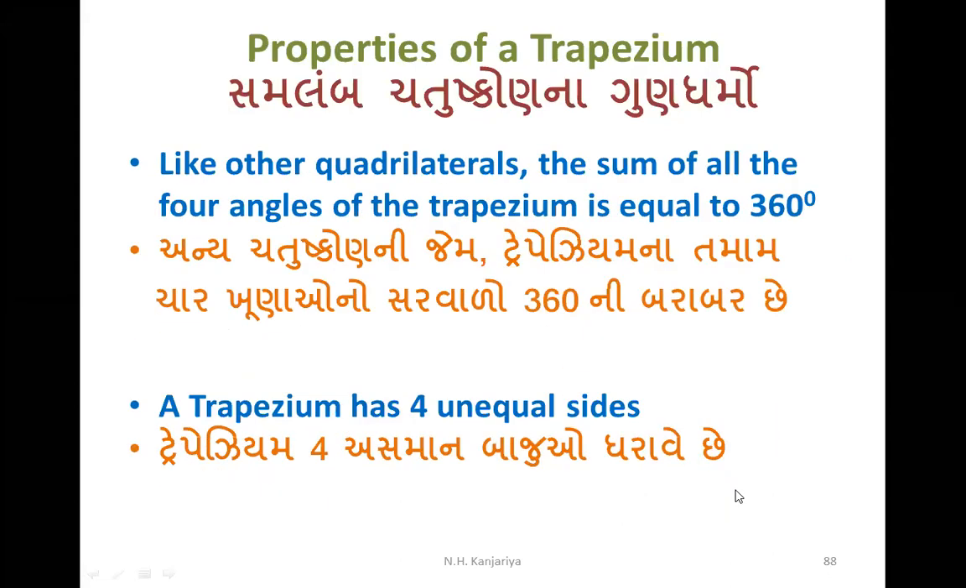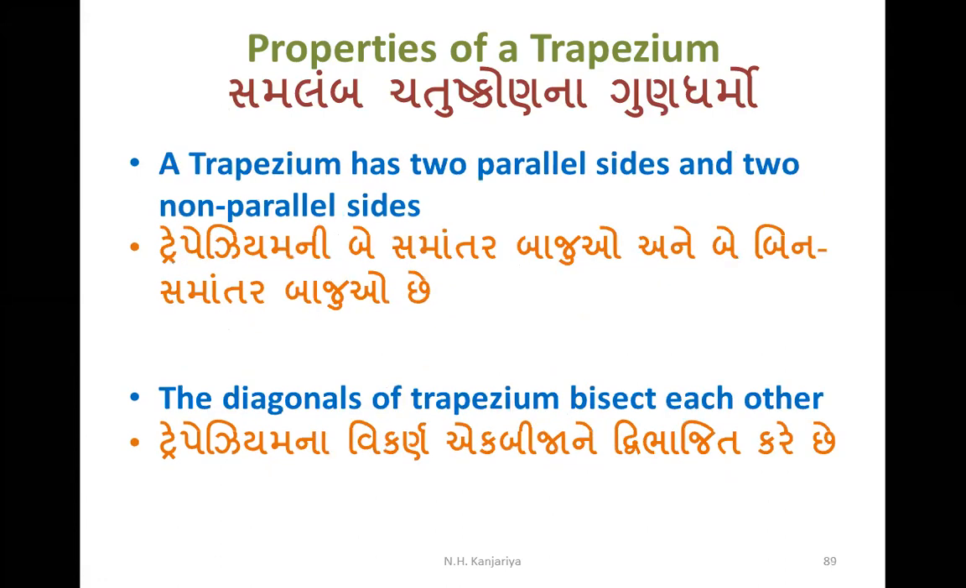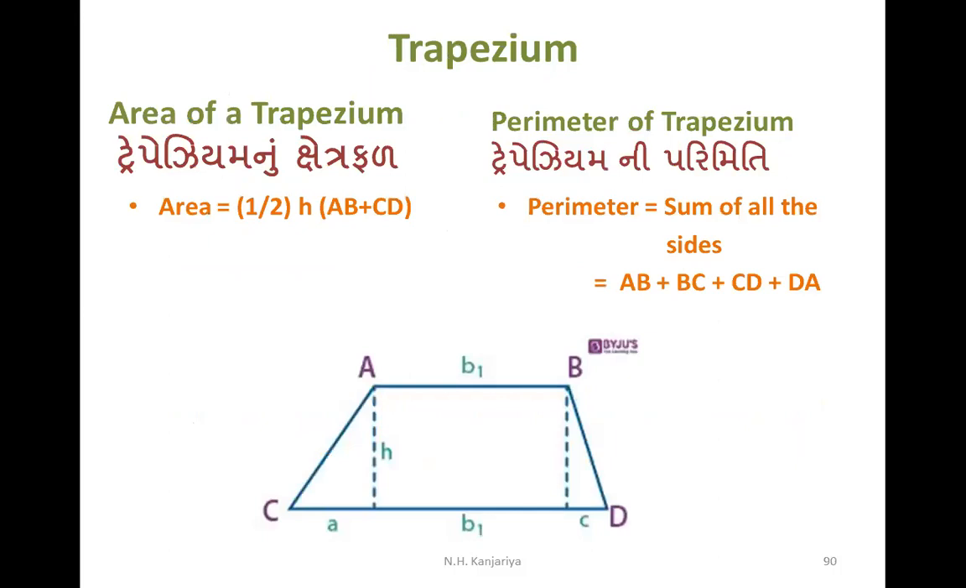So these are the definitions, these are the properties. The trapezoid has four unequal sides. All sides are different from each other. The third property says a trapezium has two parallel sides and two non-parallel sides. We discussed this before. And their diagonals bisect each other. Okay, this thing I told you.